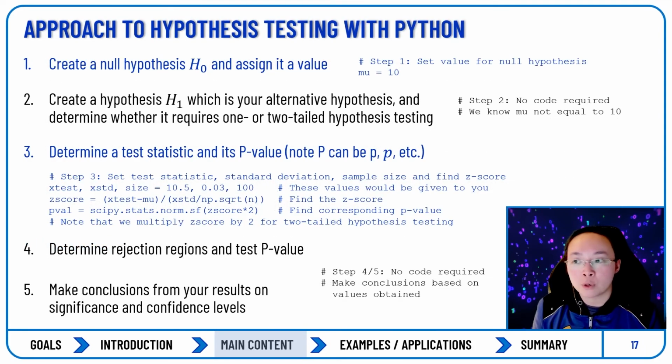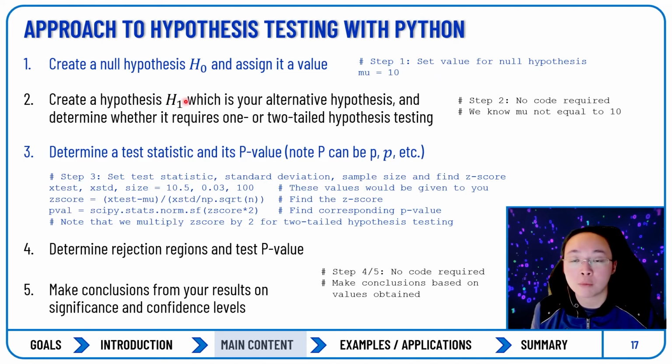So in terms of the approach to hypothesis testing, let's try and use Python for this. The first thing is to create a null hypothesis and assign it a value. So we can easily set a value for the null hypothesis called mu equals 10. That's kind of acting as our expected value.